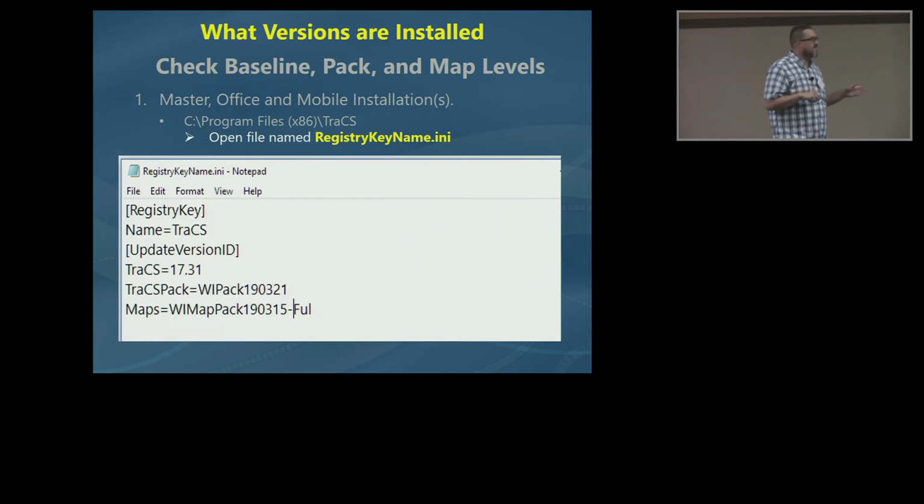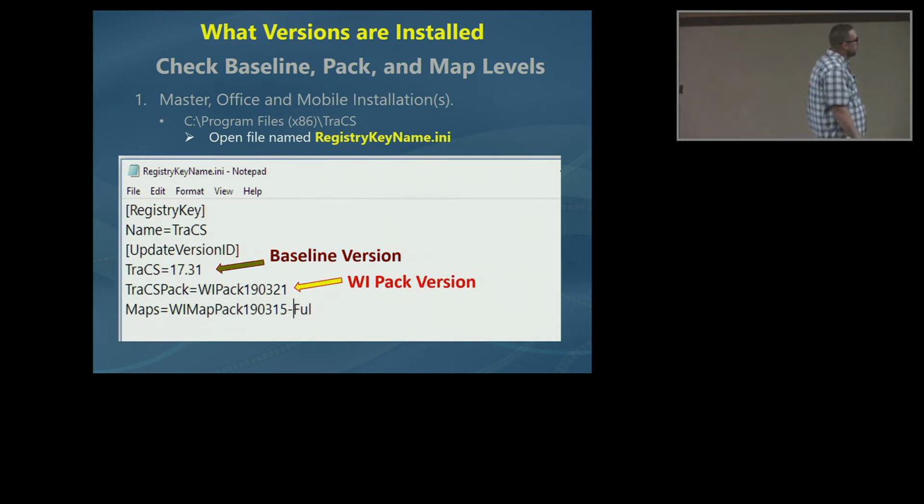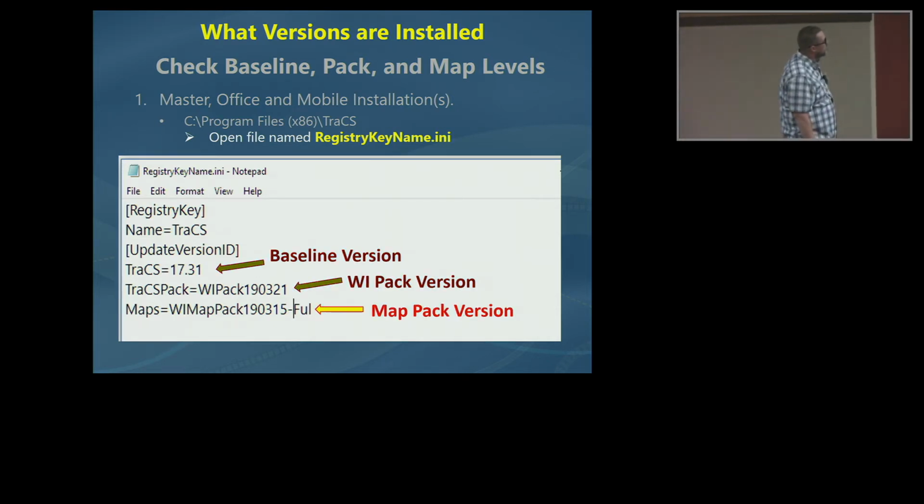Now, if nothing is there or your old pack number is there, you got a problem. Something didn't install properly. Let's do it again, and we'll show you that here in a second. Same rules apply with the map as well as baseline. Check the versions. If they're not right or they're old, we got to do it again. There's your baseline, your WePack, and your map pack.